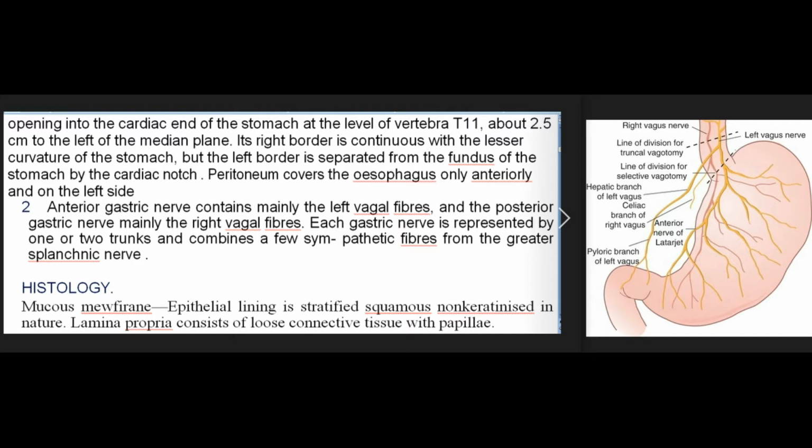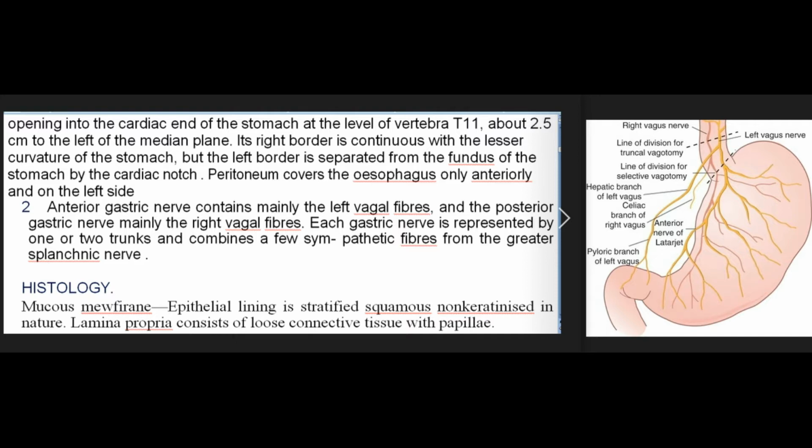Peritoneum covers the esophagus only anteriorly, and on the left side. The anterior gastric nerve contains mainly the left vagal fibers, and the posterior gastric nerve mainly the right vagal fibers. Each gastric nerve is represented by 1 or 2 trunks and combines a few sympathetic fibers from the greater splanchnic nerve.